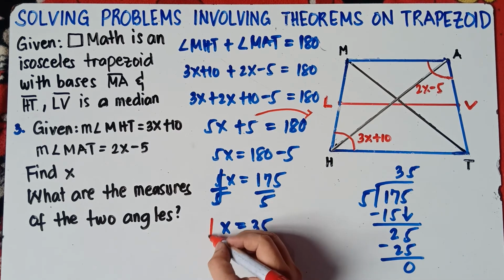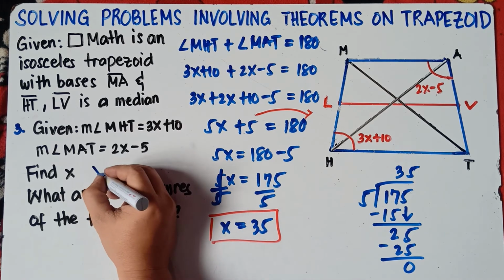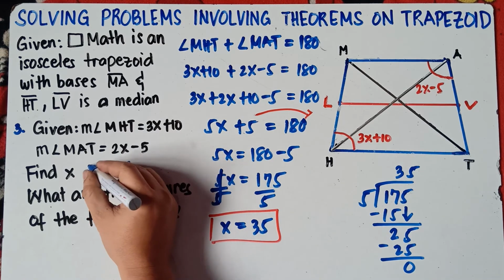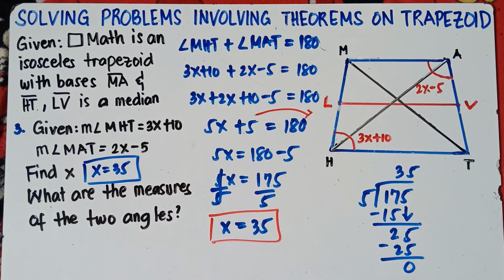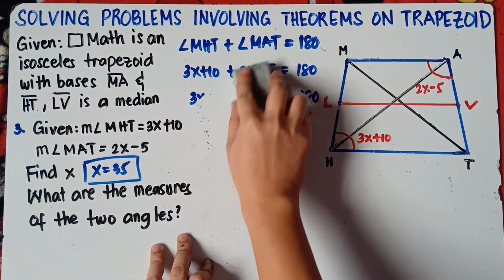That's the answer, class, for finding the x value. So our x is equal to 35. Now, next question, what are the measures of the two angles? Let's find that. Once again, our x is equal to 35. Let's find the measures of the two angles.